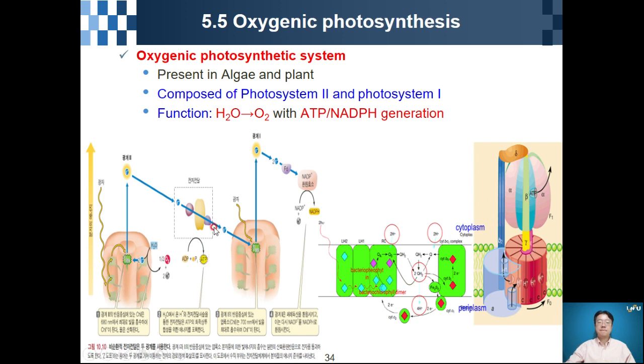This is the same, but in this system they generate NADPH. Okay, the particular thing is that this oxygenic photosynthetic system generates O2 and also generates NADPH. But this system in bacteria just generates ATP. Okay, they do not make O2 and they do not make NADPH.